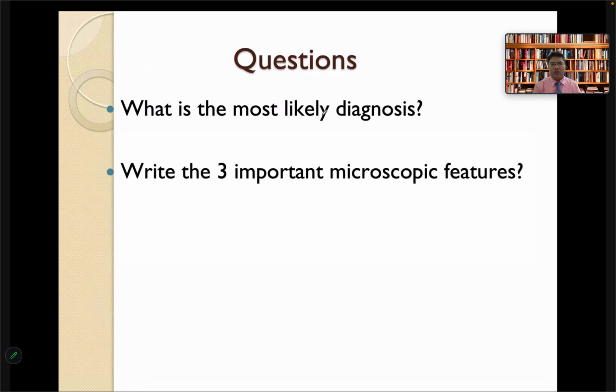So these are the possible questions. What is the most likely diagnosis? So the diagnosis here will be multiple brain abscess because we have more than one, right? So you should write multiple brain abscess.